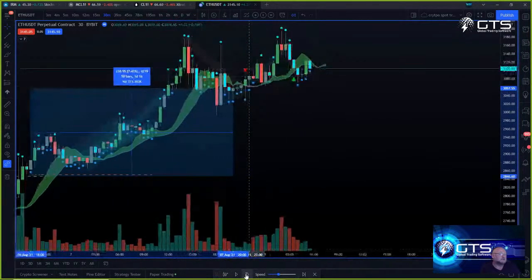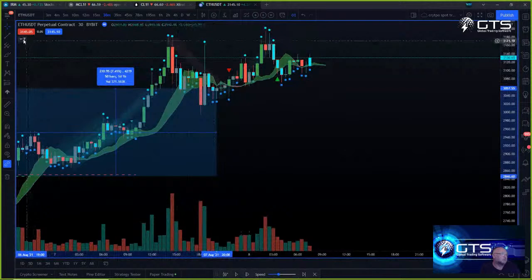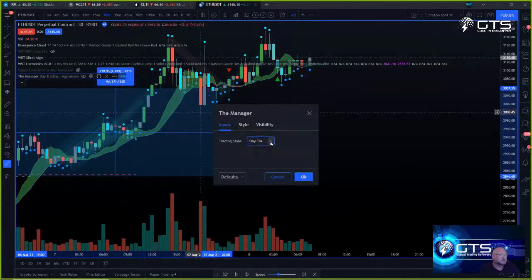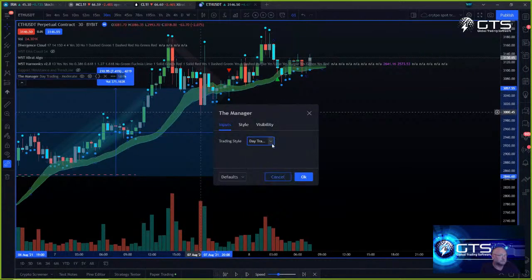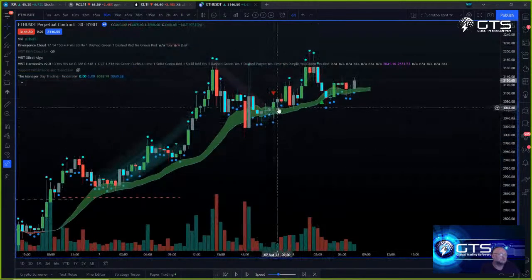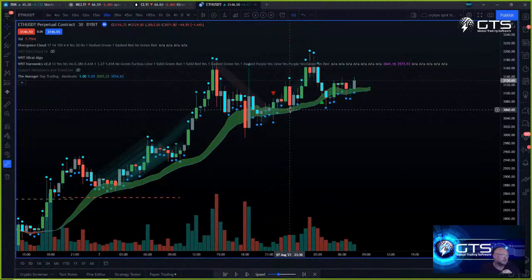Okay, in the end, it continued to go up. Now, what happened if we left that at moderate? Again, you need to understand a little bit about the instrument you're trading. Moderate. Is that right? Yeah. Look at that. The cloud doesn't even change, guys. So this is starting to make you think now.